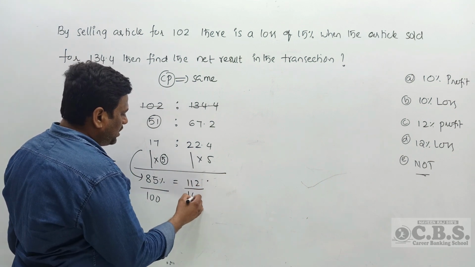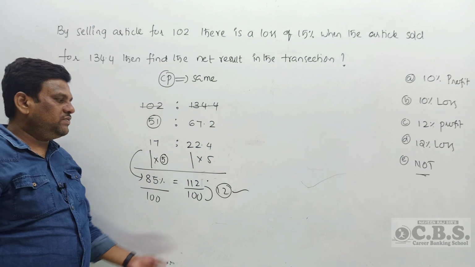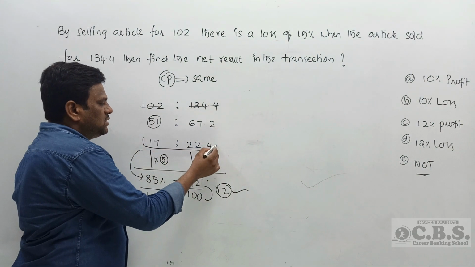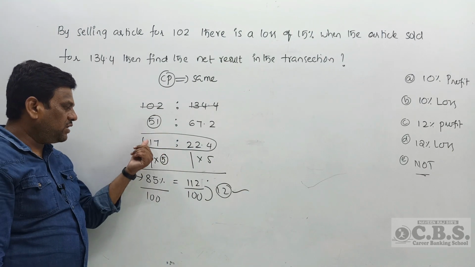So 112 upon 100 is how much profit? 12% profit. You can answer with the ratio concept also. So what is the ratio of this answer? It is 17 is to 22.4. 17 fives are 85.